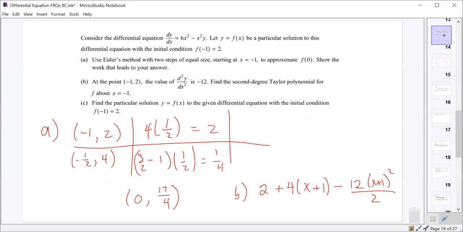And since I forgot to record, we'll just go back. We just did Euler's method. Plugged in the point -1, 2 into the derivative to get 4, and then a half was our step to get 2. And so we went to -1/2, 4, and did the same thing and got that. And then this was f of -1, f prime of -1, and it's x plus 1 because we're centered at x equals -1. Then f double prime of -1 times x plus 1 squared over 2 factorial. That was the polynomial. Everyone good there? Everyone's good with that whole problem? All right, cool. We'll stop.